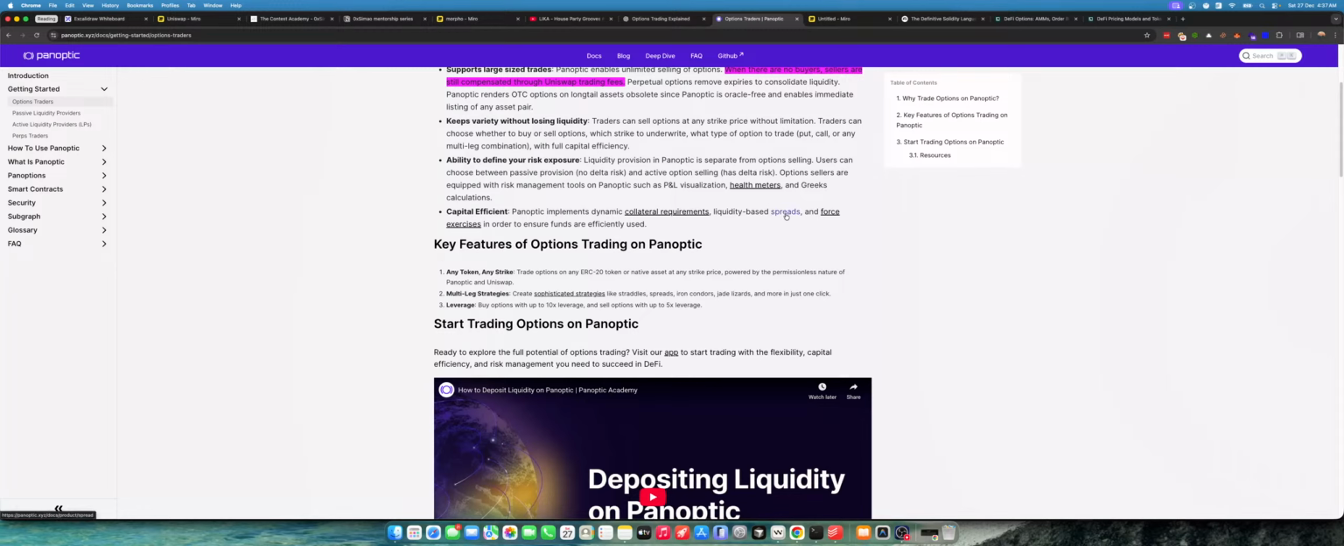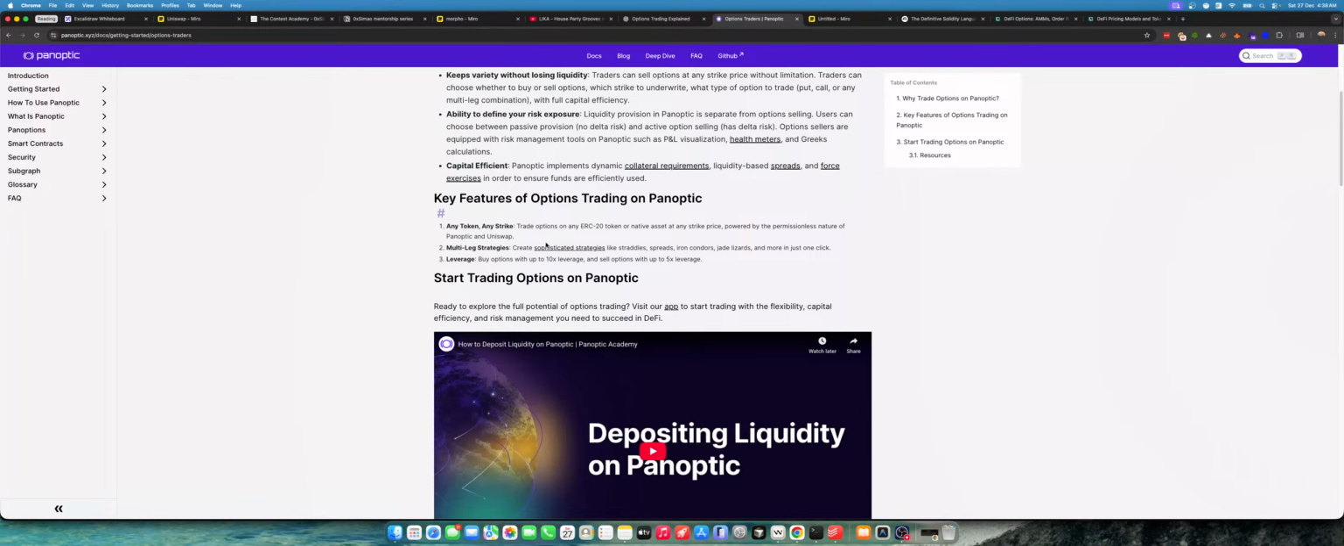Since they are separated in multiple sections, we'll go through them later on. So far, let's just walk through. Panoptic implements dynamic collateral requirements, liquidity-based spreads, and force exercises so that insurance is efficiently used. Features: any token and strike. Trade options on any ERC-20 token and set any strike price.